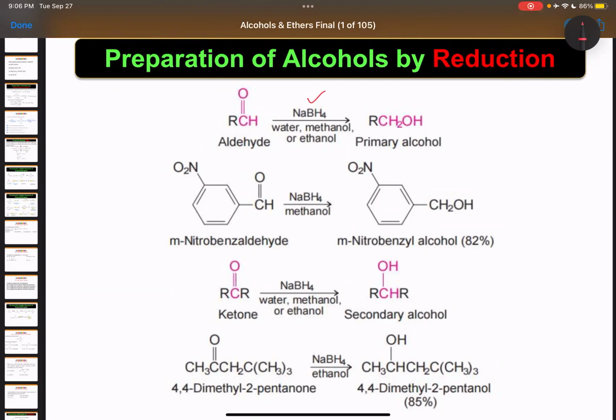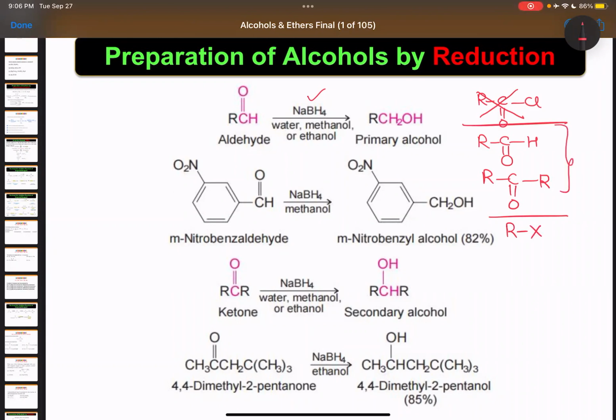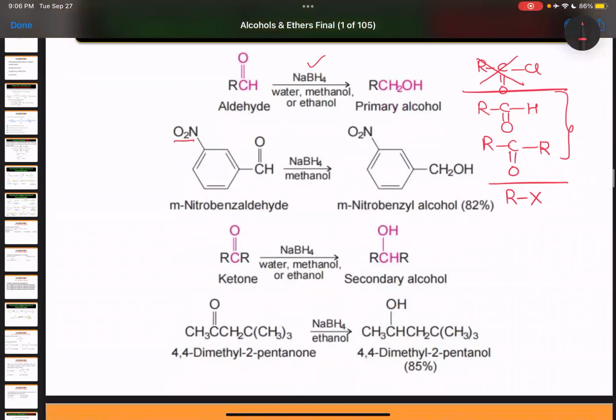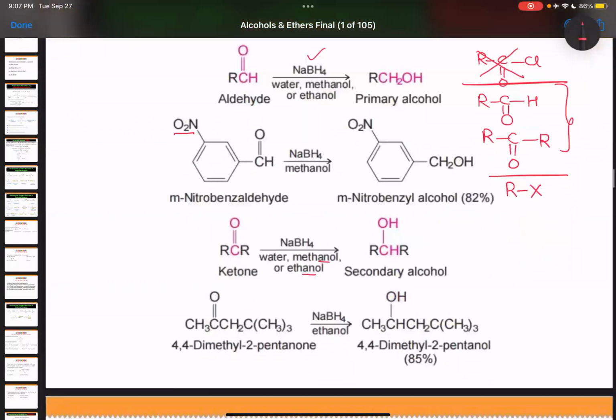Though this is not asked, if someone asks you, it can reduce COCl also, but nobody talks about this. Better you remember aldehydes and ketones. And suppose if someone asks you RX also, but most commonly whatever you said is correct. Aldehyde and ketones are reduced by NaBH4, right? NO2 is not reduced. You can see over here. And you can take methanol, alcohol, or water as a solvent. NaBH4 is a mild reducing agent.